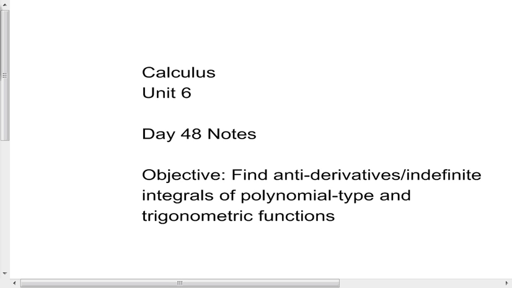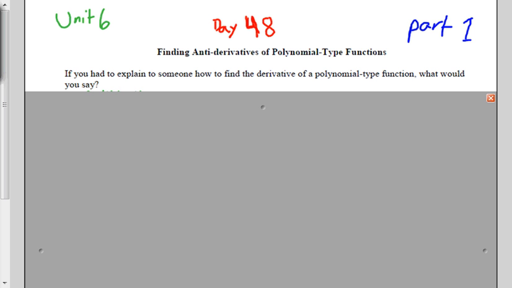This is Unit 6, AP Calculus, Day 48 notes. Our objective is to find antiderivatives, indefinite integrals of polynomial type and trigonometric functions. So for Day 48, Part 1, finding antiderivatives of polynomial type functions. And it's just what it sounds like. It's just undoing a derivative.